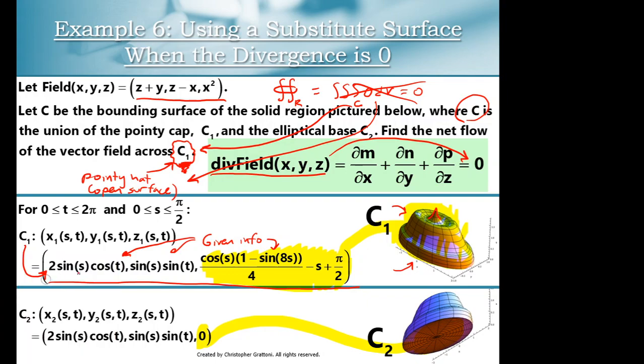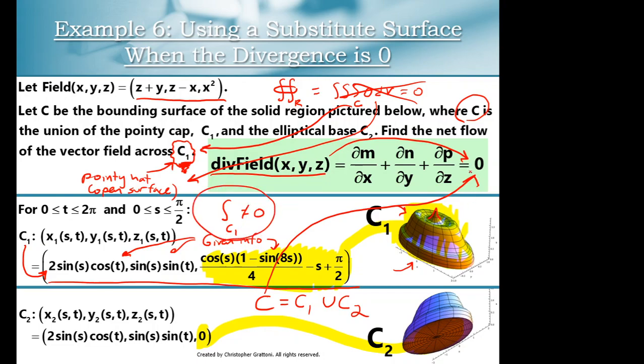Why am I going through all of this trouble? Well, because now C is a closed surface that you can make by joining together C1 and C2. And once we have that closed surface, we could try to do something with the fact that the divergence of this vector field is equal to 0. Now I'm going to tell you ahead of time, the net flow of the vector field across C1 is not equal to 0. I know that that's the intuition a lot of students have, that the net flow of the vector field across C1 is going to equal 0. It is not going to be 0.